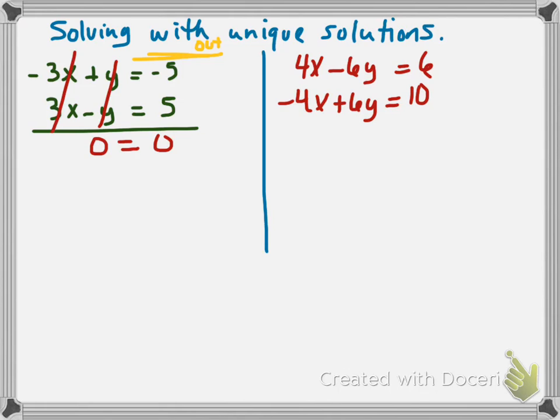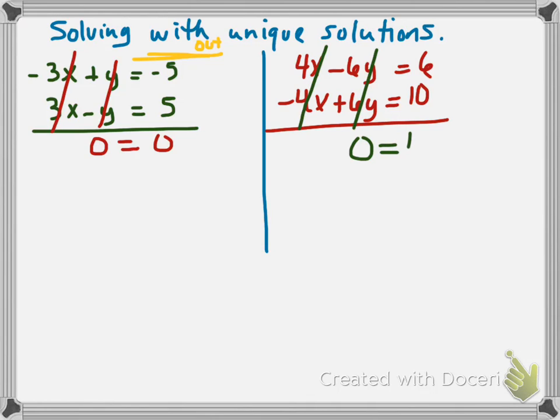So let's look at it. 4x and negative 4x, well, what's going to happen there? Get eliminated. Negative 6y plus a 6y, what's going to happen there? Get eliminated also. So we end up with a 0 again. But in this case, on the right side, we have 6 plus 10. Well, that's not 0. That's actually a 16.